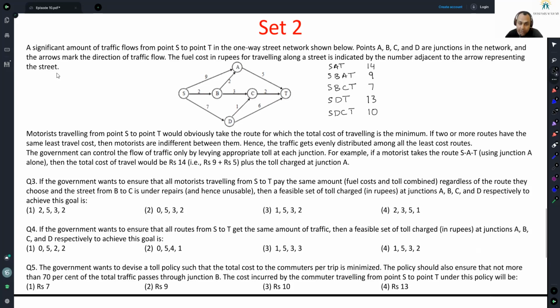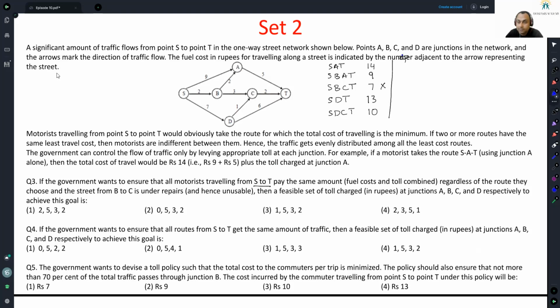If the government wants to ensure that all motorists traveling from S to T pay the same amount, fuel costs and tolls combined, regardless of the route they choose, and the street from B to C is under repairs, hence unusable. So if B to C is under repairs, this route is not available anymore. Then a feasible set of toll charges in rupees at junction ABCD respectively to achieve this goal is. Now we have to again do this. Let us look at option 1.